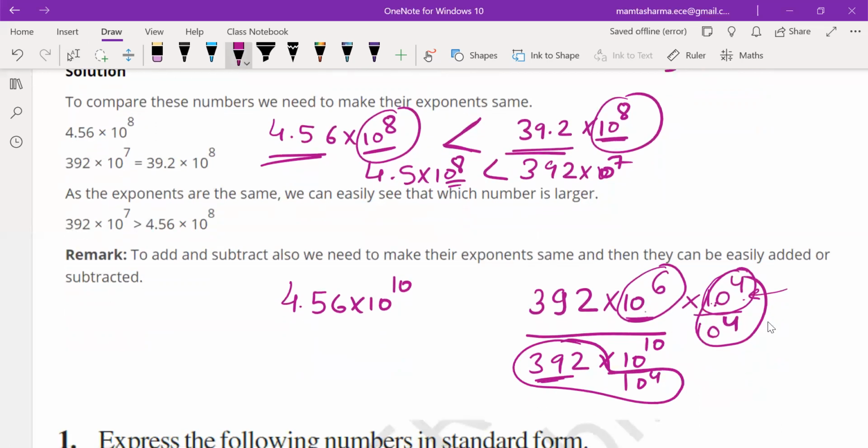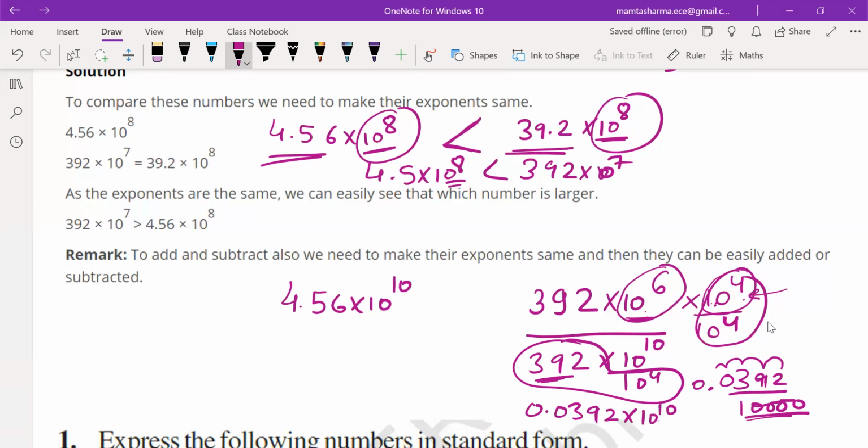Now can you solve this division? 392 divided by 10 raised to power 4. Yes, we can solve it. If any number is divided by 10 raised to power something, you start counting from the right side and place the decimal after as many digits as there are zeros. There are 4 zeros, so place the decimal after 4 digits. So this would become 0.0392 into 10 raised to power 10.